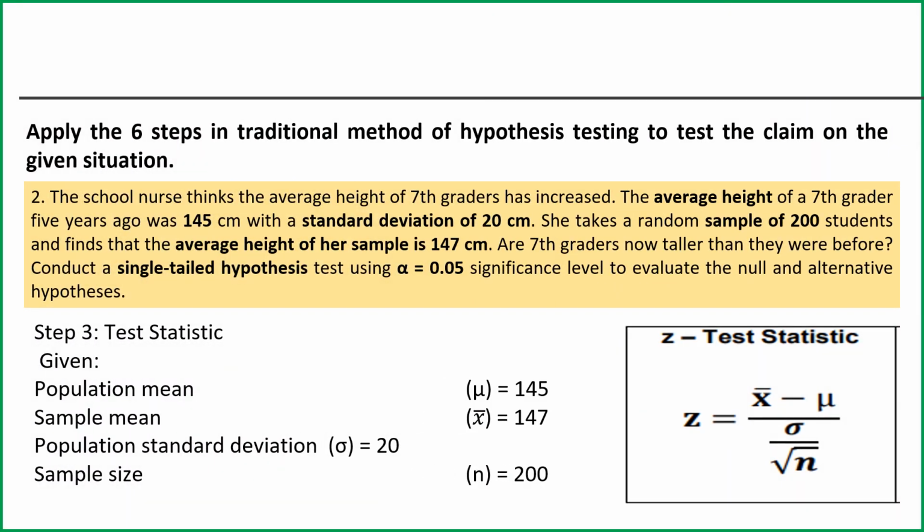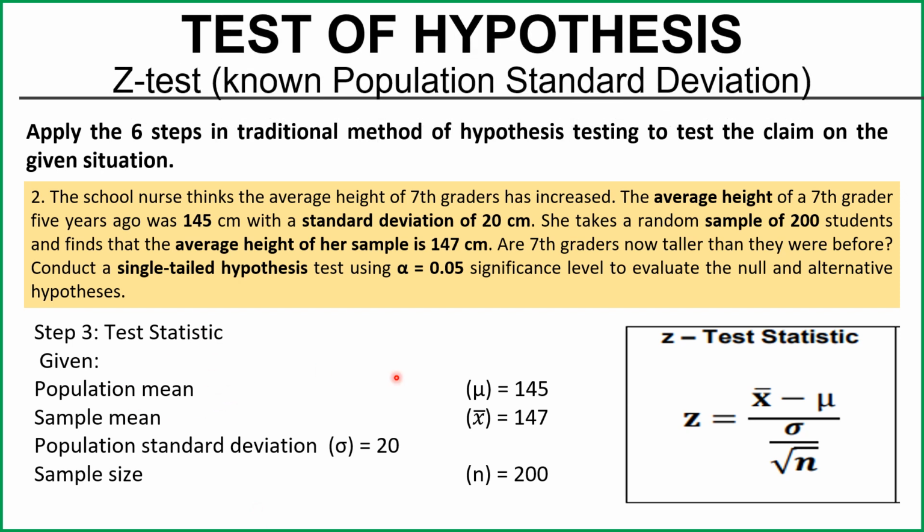So, let us identify again the given. For our population mean, or mu, it is 145, because that is the average after the claim. This is our claim, since our population mean is 145, and usually it is seen in step 1. For the sample mean, the sample size is 200 students, and the average height of her sample is 147. Therefore, the sample mean is 147.